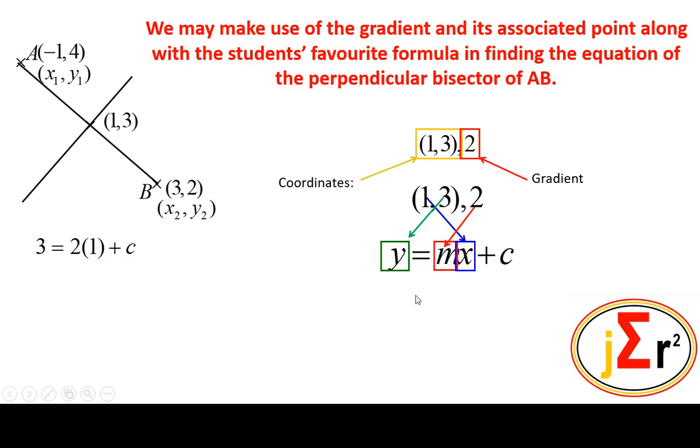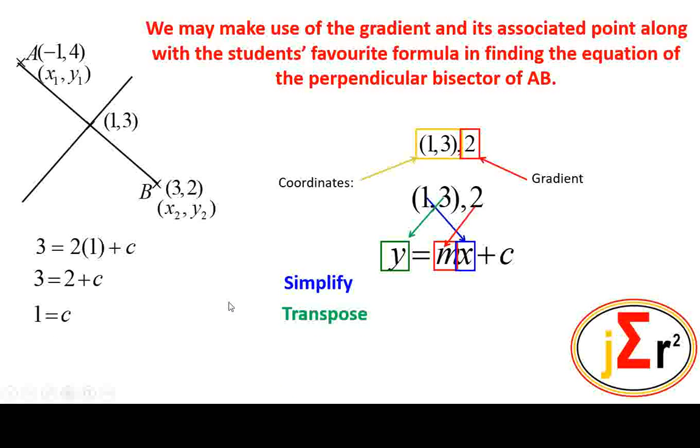We will therefore go straight ahead and make an attempt to find the value of c. First, we will simplify that expression. We have 2 ones, 2. And it is clear that if 3 is equal to 2 plus something, what is it that we add to 2 and the result is 3? If we add 1 to 2, the result is 3. Therefore, c is equal to 1.